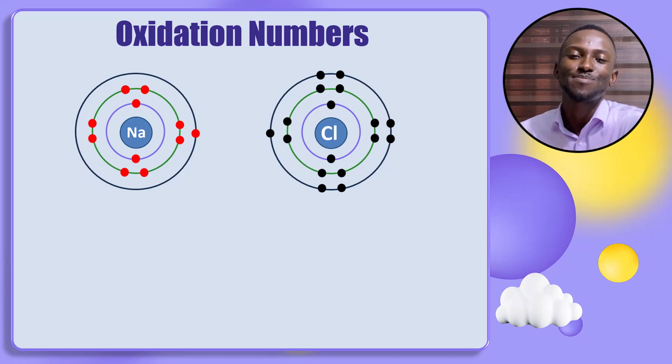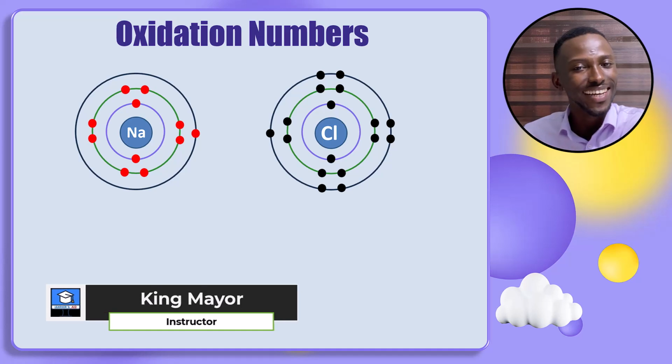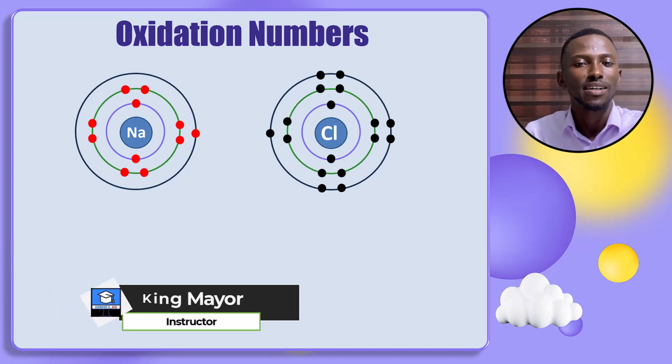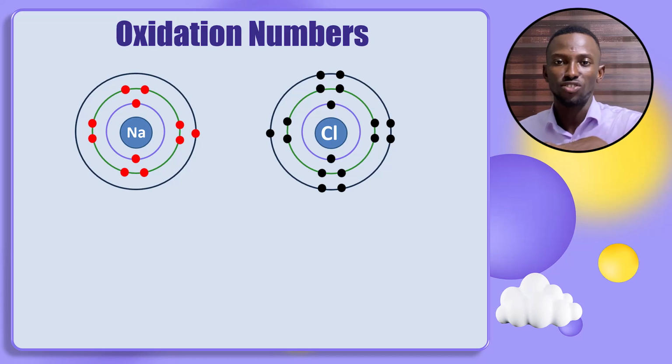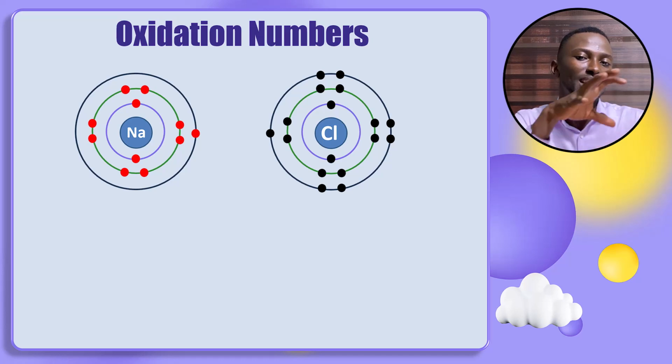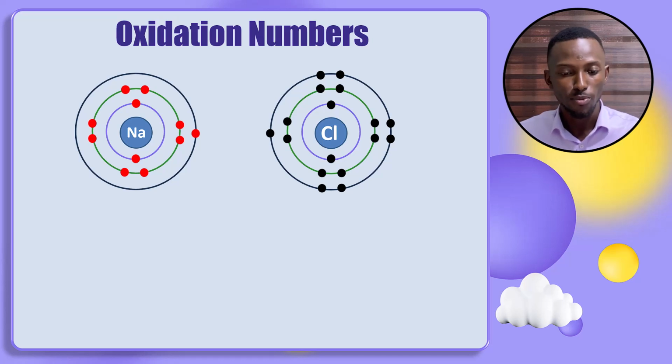What exactly happens during a chemical reaction? Well, atoms combine to form compounds, yes. But during the chemical reaction, especially in forming ionic compounds, atoms lose electrons, and those lost electrons are gained by other atoms. For example, sodium chloride.